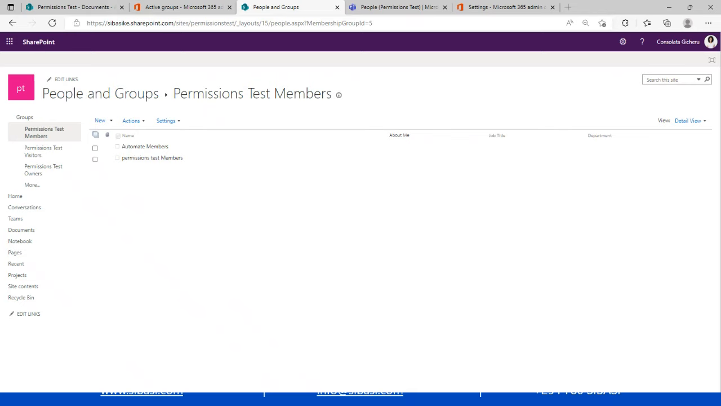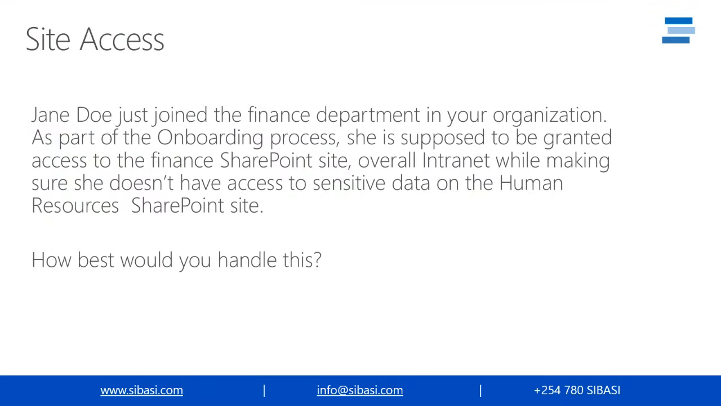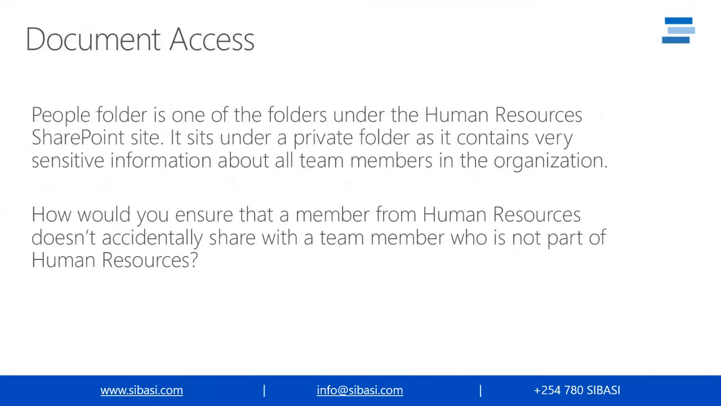Our second case scenario was on document access. We have a folder sitting under the human resources, and that folder is actually sitting in a private channel. But you come to see that in these private channels, you're also able to share to people in your organization. So how would you prevent the accidental sharing of folders with members who don't have access to that folder or to that file?